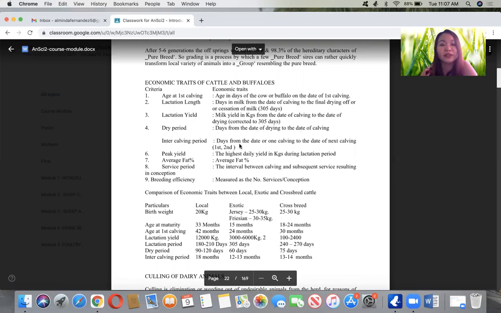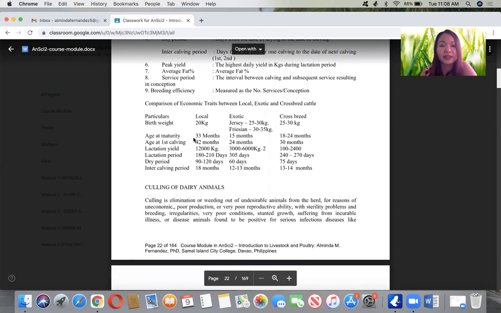The intercalving period is the days from one calving to the next calving, the first and second. Peak yield is the highest daily yield in kilograms during lactation. The average fat percent also, and the service period, the interval between calving and subsequent service resulting in conception. And its breeding efficiency is measured as the number of services per conception.